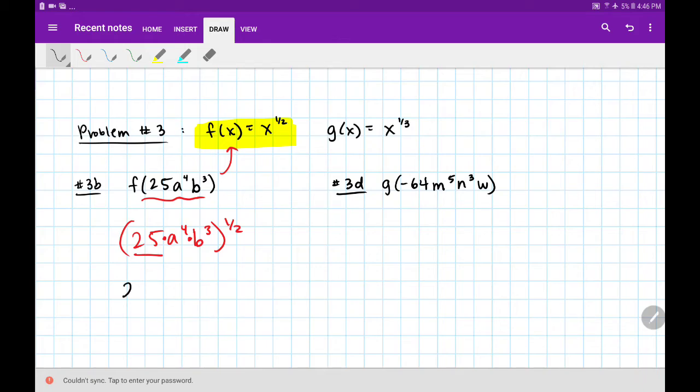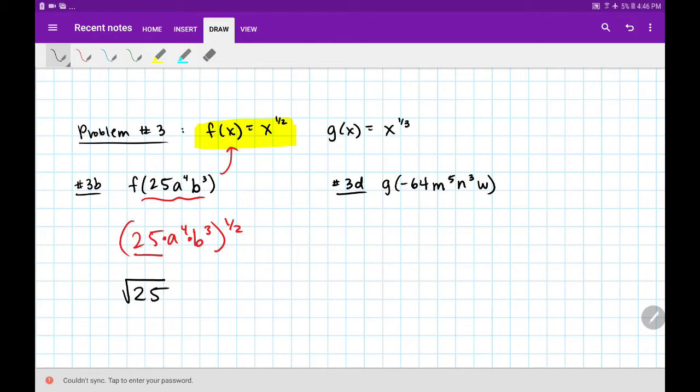So I can either write 25 to the power of 1/2, or see if this is an easier way of thinking about it. I'm just going to immediately write the square root of 25, because I know that the power of 1/2 means the square root.